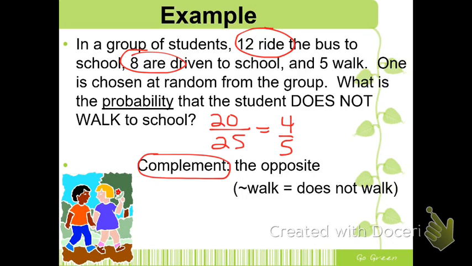The complement says if you want to find the probability that something does not happen, so the probability that the student does not walk to school, you'll do 1 minus the probability that they do walk to school. In this case, there's 5 students that walk to school out of the 25, and 1 minus 5/25 is 20/25, which still reduces to 4/5. So you'll get the same answer with either method.